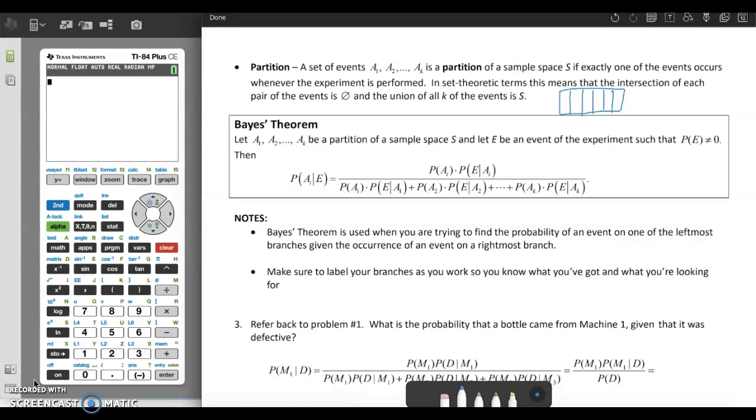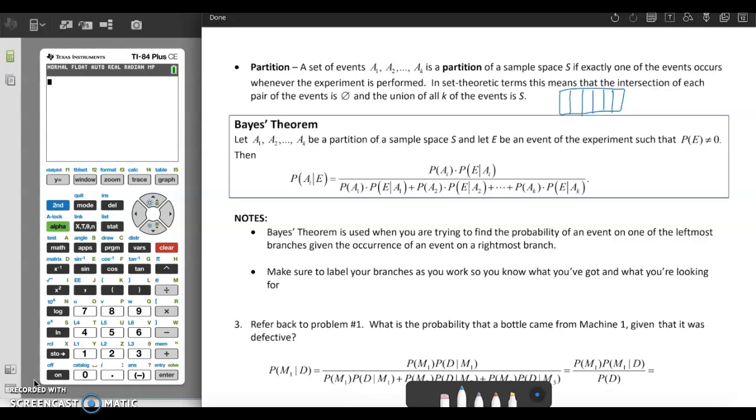Then we have Bayes' theorem. Bayes' theorem holds as long as you have a partition, and we've been showing by using these tree diagrams in all of our examples that these really are partitions, so we know that this is going to hold. Now, I'm not going to read that giant formula for Bayes' theorem to you. I know it looks very intimidating and scary, but it's really not. So what I want to focus on are my notes.